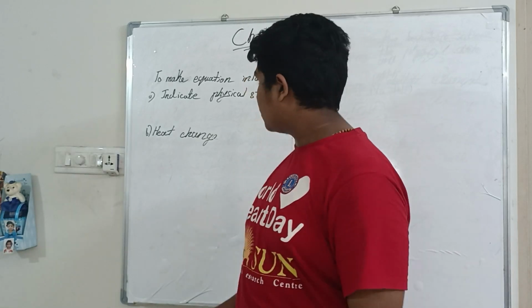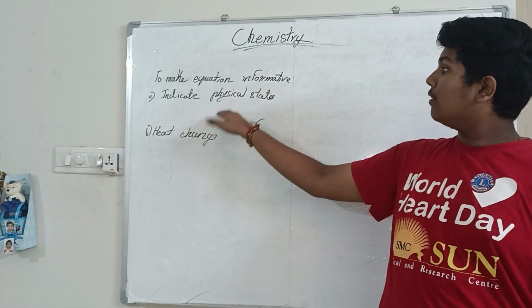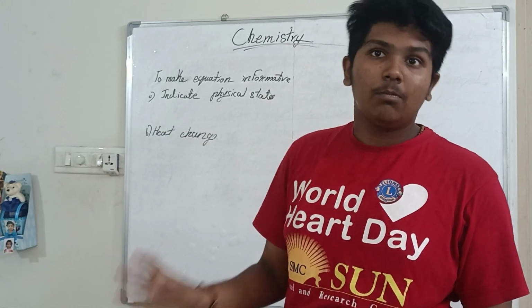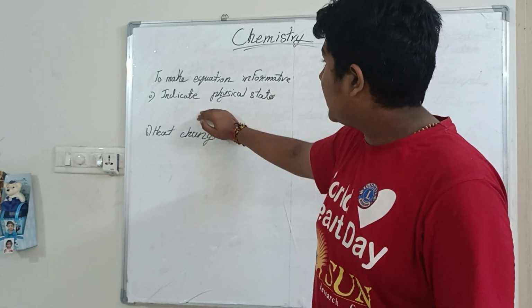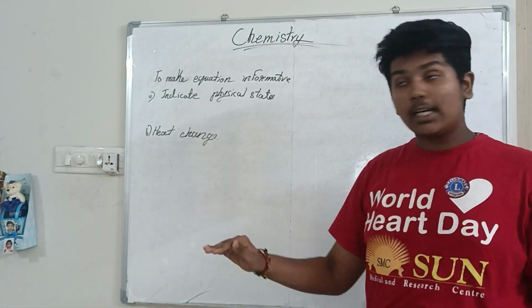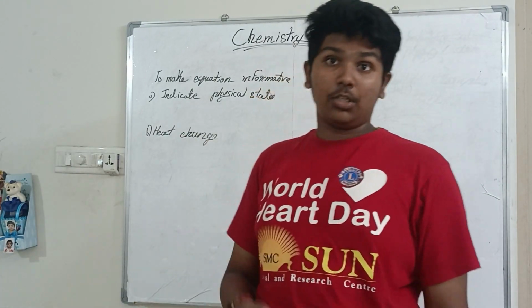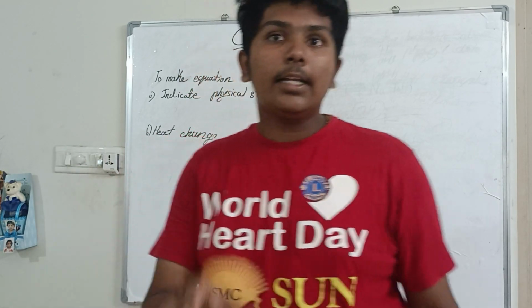So there are two things you have to learn. Indicate the physical state of the reactants and the products, both sides. You have to indicate that physical state. The second thing is heat change. If it's undergoing an exothermic reaction or other types of changes, right? Other thermic reactions. So how do you write that in an equation?